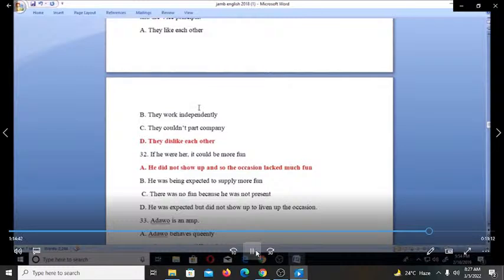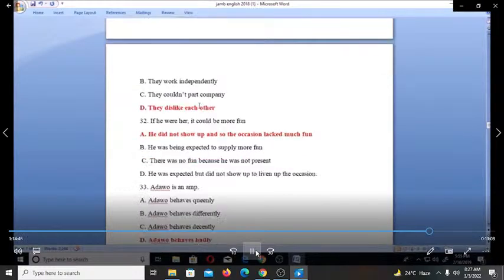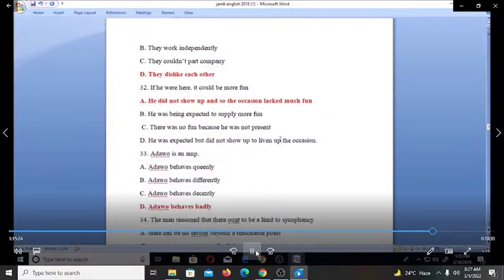32. If he were here, it could be more fun. A, he did not show up, and so the occasion lacked much fun. That means that he did not actually show up, and so the occasion lacked much fun. B, he was being expected to supply more fun. C, there was no fun because he was not present. D, he was expected but did not show up to liven up the occasion. So A is the answer.